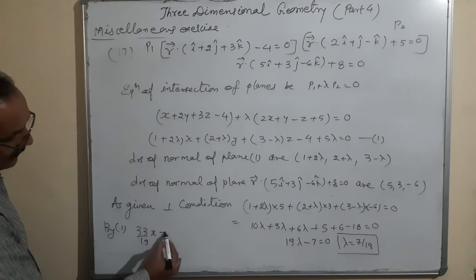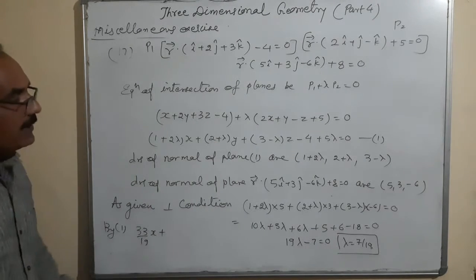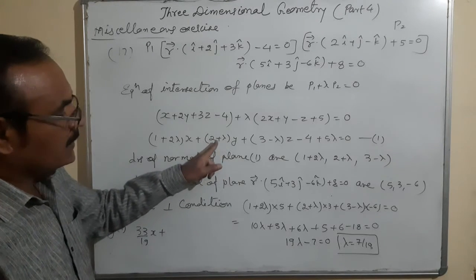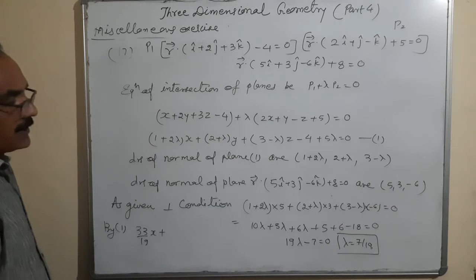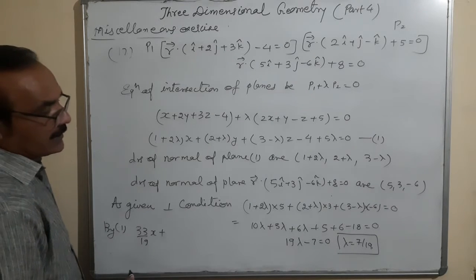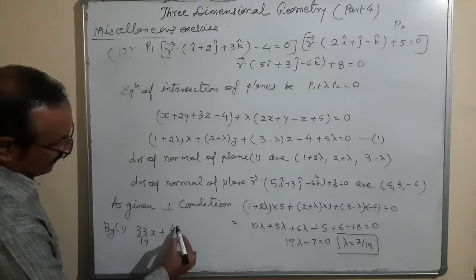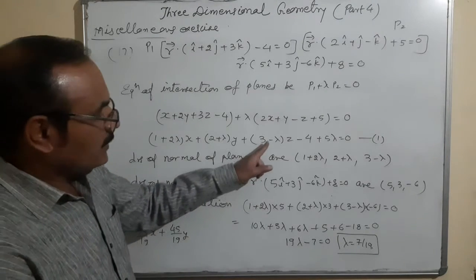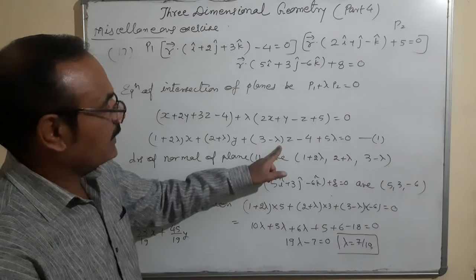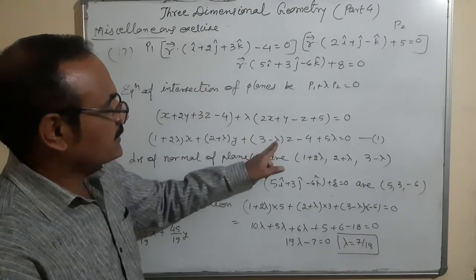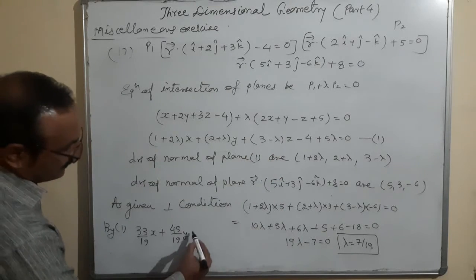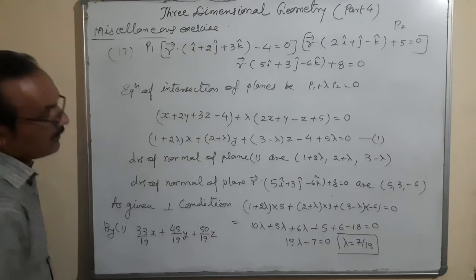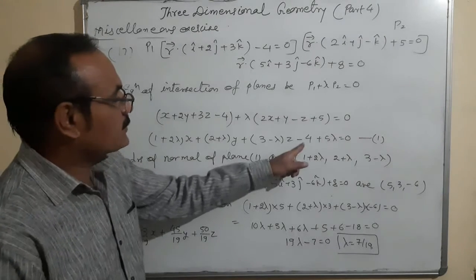x plus, here again lambda is 7 upon 19. 19 2s are 38, 38 plus 7, it is 45 upon 19 y. Third one, 3 minus 7 upon 19. 19 3s are 57. 57 minus 7, it is 50. 50 upon 19 z. Okay.